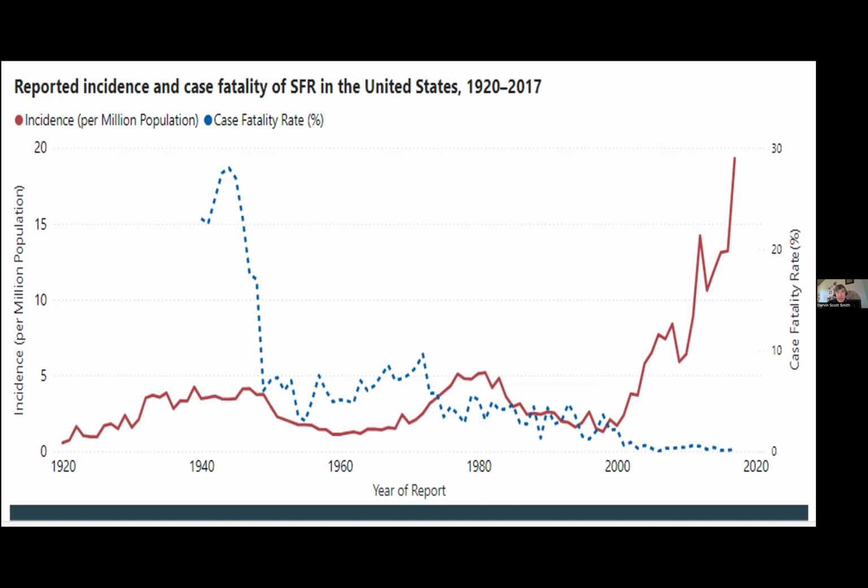And that later decrement in case fatality is likely because the definition of the disease changed to lump together other spotted fevers with Rocky Mountain spotted fever, so it appears lower, but it's not entirely specific for Rocky Mountain spotted fever fatality, because they lump them together.